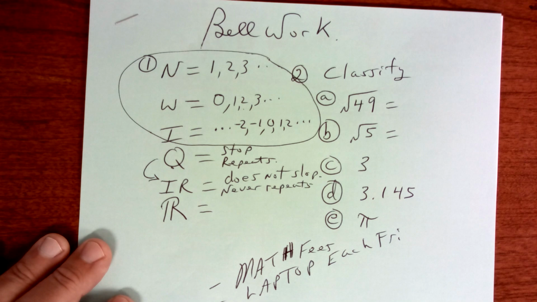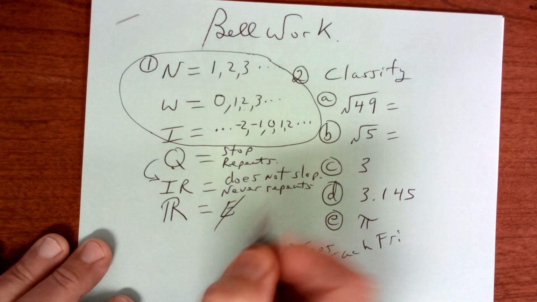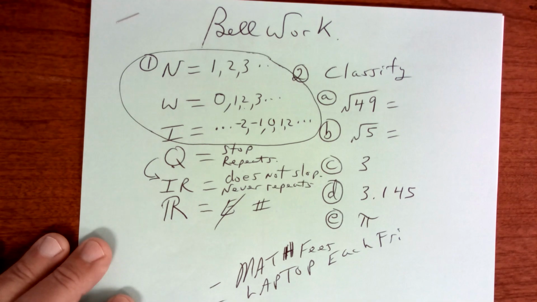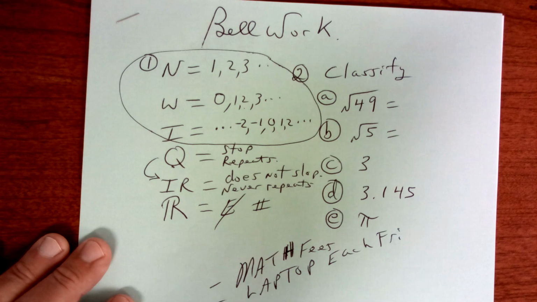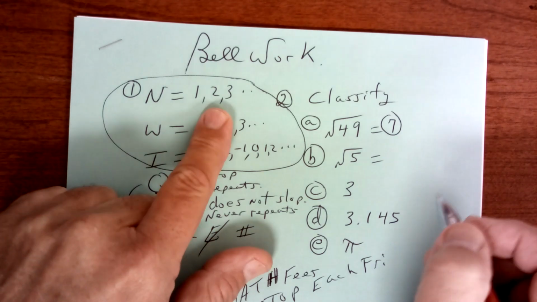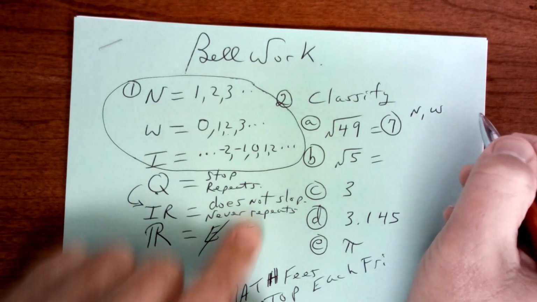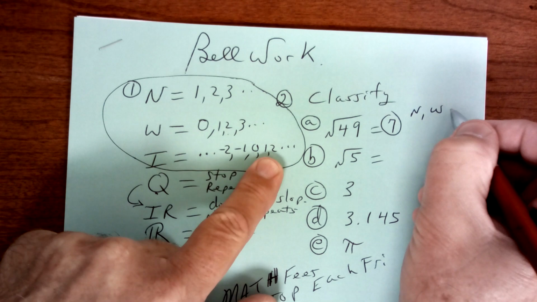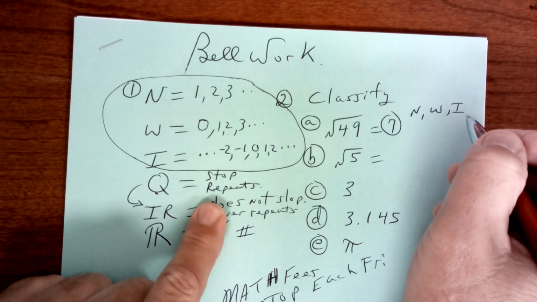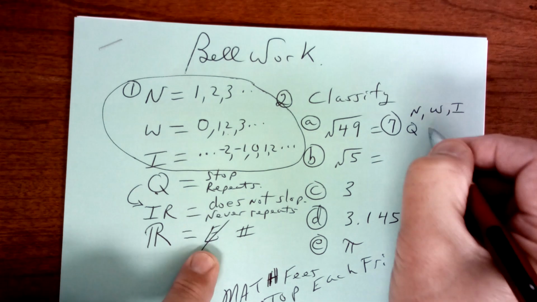A real number is every number. Every number. All numbers. Okay, let's classify these. 49, the square root is 7. So 7 is a natural number. It is a whole number. It is an integer. It stops, so it is a rational number, and it is a real number.